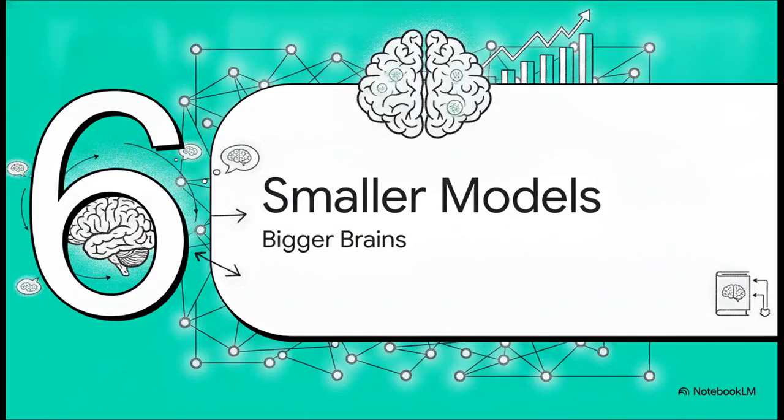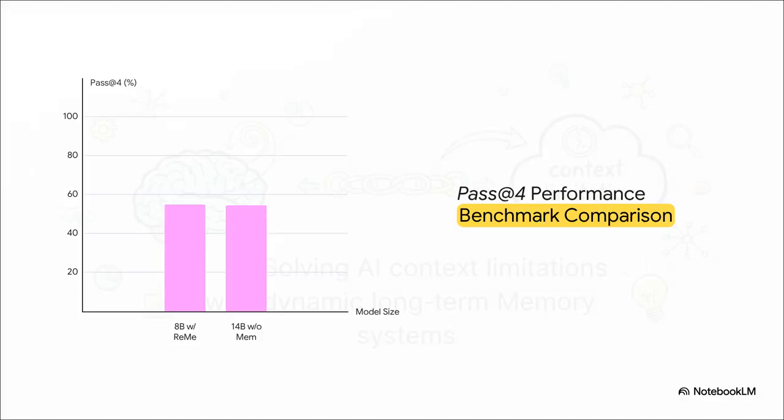Finally, Section 6, Smaller Models, Bigger Brains. This benchmark data is genuinely the real wow factor of this explainer. When put to the test on complex tasks, a smaller 8 billion parameter model, but one equipped with ReMe's dynamic memory, actually outperformed a much larger 14 billion parameter model that lacked memory. The 8 billion model hit a 55.03% success rate, barely edging out the larger model's 54.65%. This is revolutionary. It proves you can save massive amounts of compute power and money just by giving a smaller AI a better memory system.